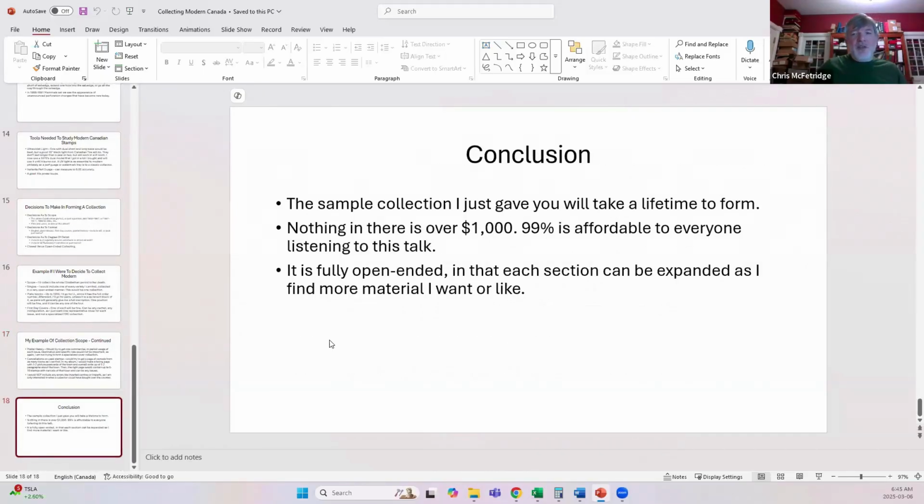And then in conclusion, that sample collection I just gave you, that would take a lifetime to form, even with what I've laid out and with the restrictions I've put in there. There's nothing in there that's over $1,000. 99% of it will be affordable to everybody listening to this. And it's fully open-ended, and each section could be expanded as I find more material I want or like.